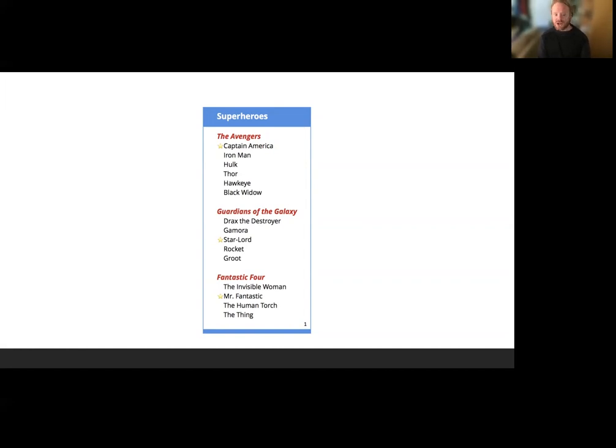If there was a star next to one, a circle next to another, and a square next to Mr. Fantastic. So let's say Captain America has a star, Star-Lord has a circle and Mr. Fantastic has a square. Does that mean anything to us? Do we know that they're connected or tied together? Probably not. We would then need a key or a legend or something to explain what's going on.